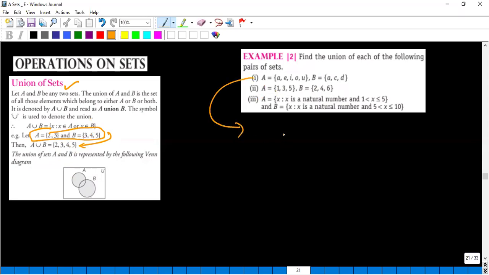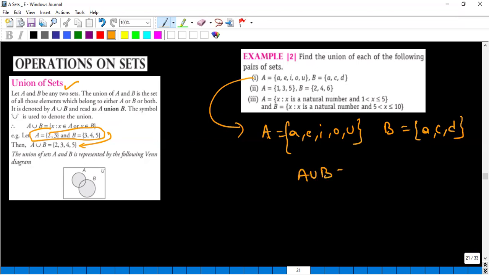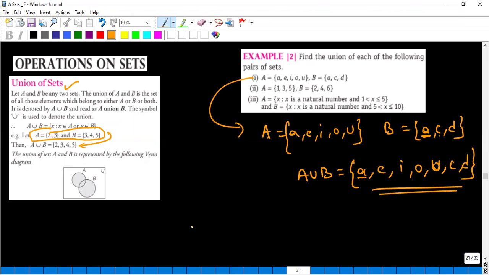Let us see some examples so we can understand. I have set A like this: a, e, i, o, u. And set B like this: a, c, d. I want A union B. a is there, e, i, o, u. a I have already written. c I need to write. d I need to write. This is A union B.